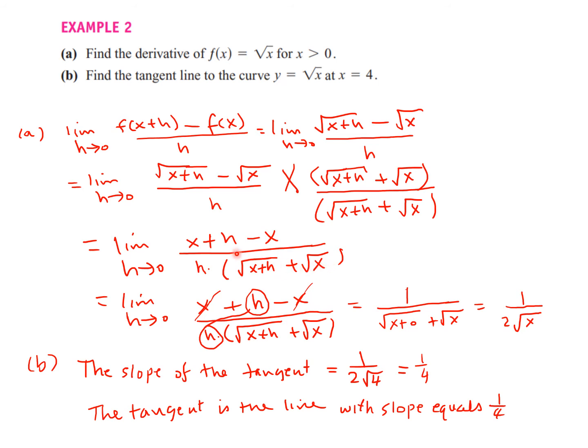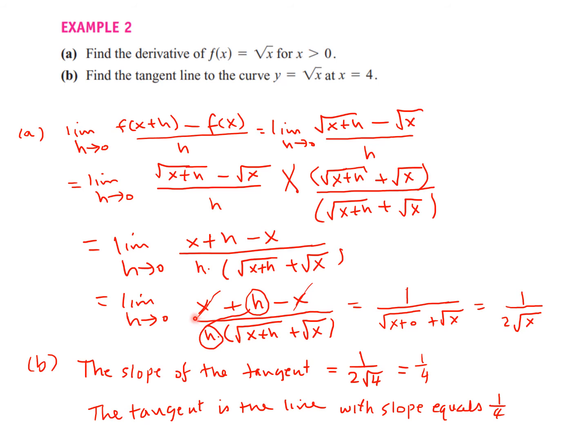Now we realize that we have x and minus x, so we can cancel x with x, and we will have only h on the top. But also we have h in the bottom. So let's cancel these two. We will end up with 1 in the numerator, and the denominator will not have h anymore. It will have just the square root of x plus h plus square root of x.